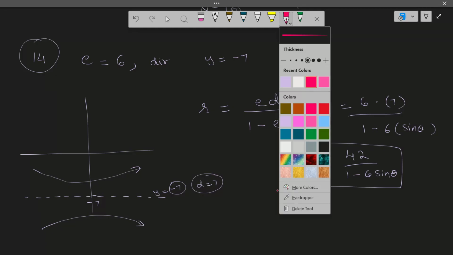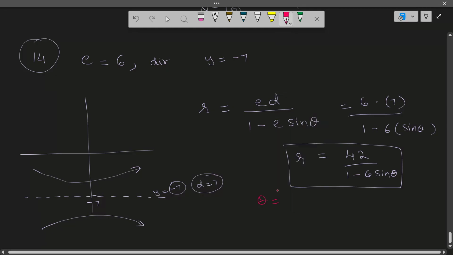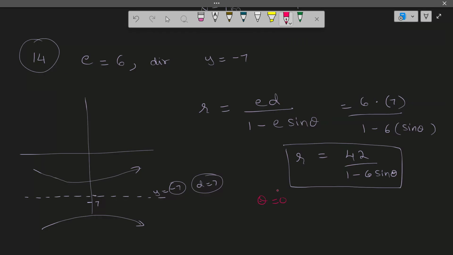We'll plug in theta is equal to 0. That would make it 42 over 1 minus 6 sine 0. Sine 0 is 0, so the entire thing is going to vanish, and this is going to be 42. So when theta is 0, the r value is going to be 42. That means it's going to be somewhere here, where theta is 0 and r is 42.